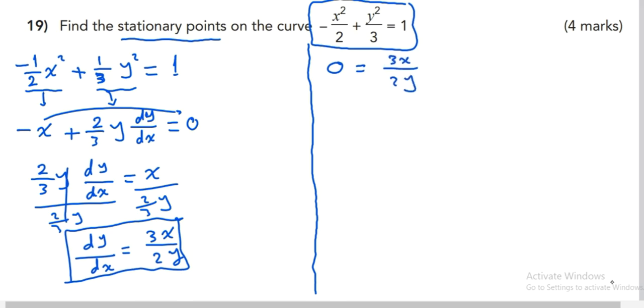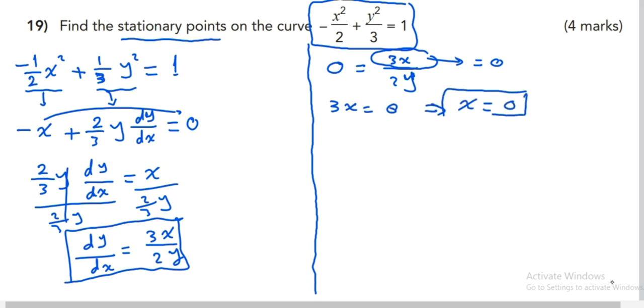And here we have an important remark. If we have any fraction equal to 0, it means only the numerator equals 0. You have an expression in the form of a fraction and its value equals 0. It means only the numerator equals 0. So 3x equals 0. From it, x equals 0. This is the x coordinate of the stationary points.